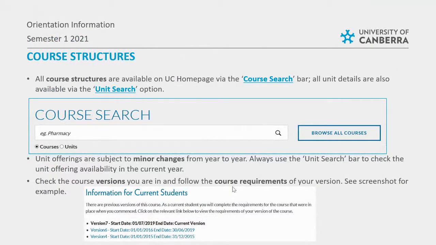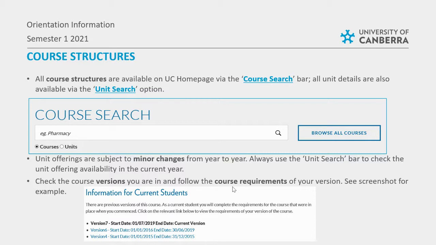Any other questions? Is it mandatory to follow the study plan provided by the uni? Okay, technically no. That's the technical answer of no, you do not have to follow it. However, if you do not follow it, that may adversely affect your progression and your ability to complete your degree within the standard time frame.